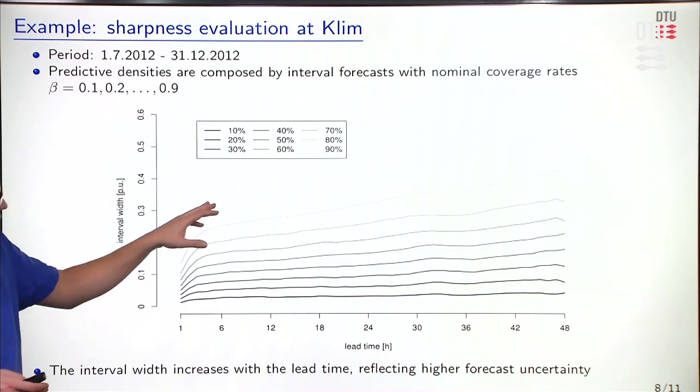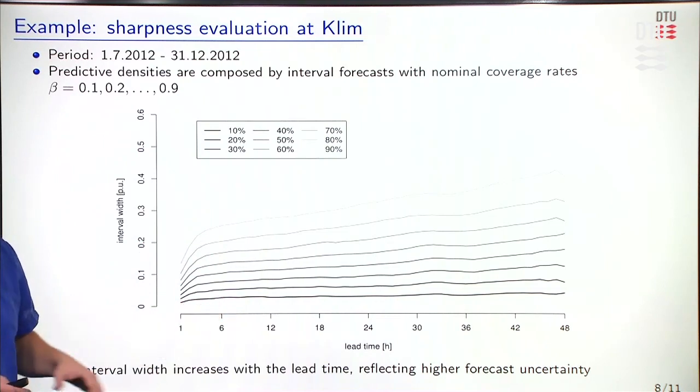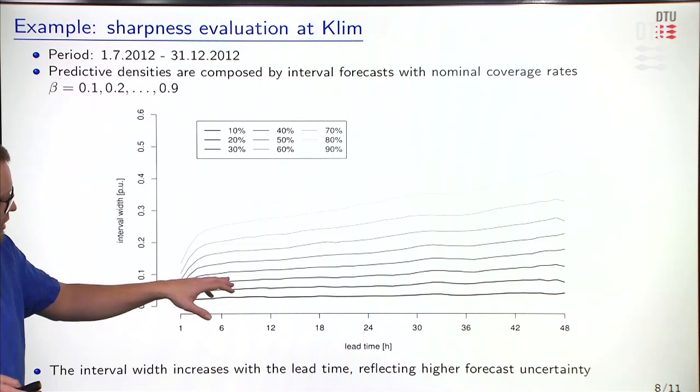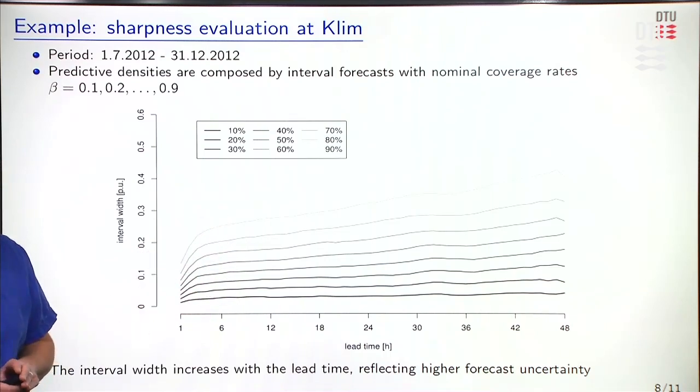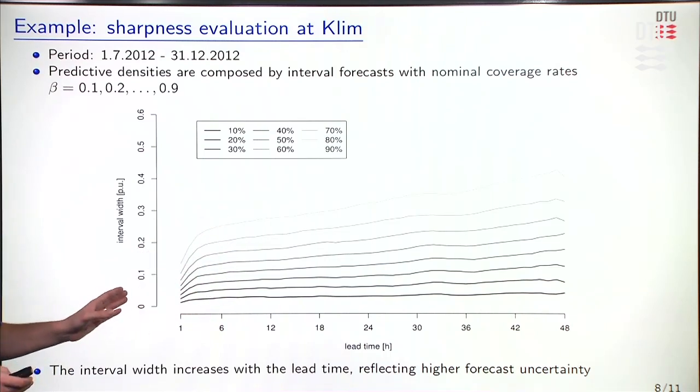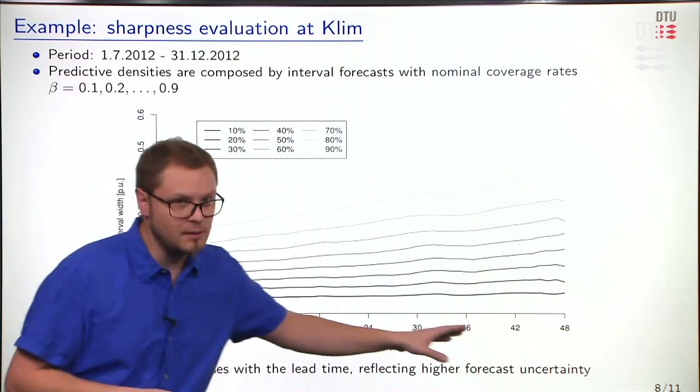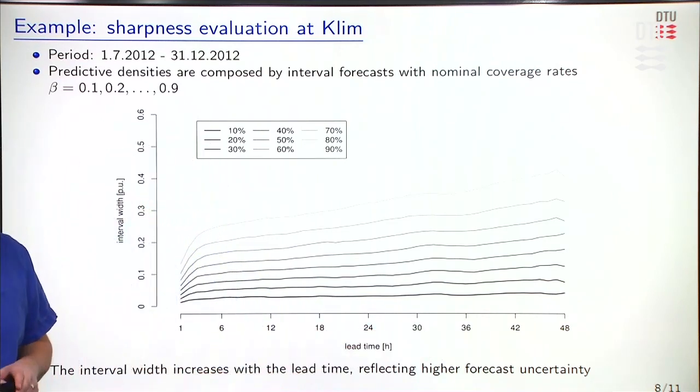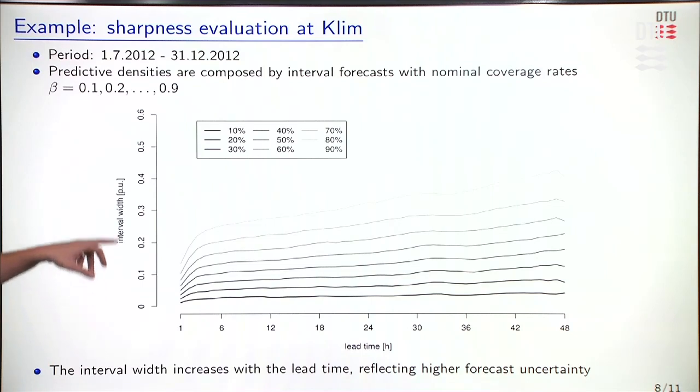So here you see we have 9 lines which show the width of this interval, as a function of the nominal coverage rates. These widths are plotted here as a function of the lead time between 1 and 48 hours ahead, and this is the interval width, which is in per unit, since it's consistent with the original variable we care about, which is power generation.